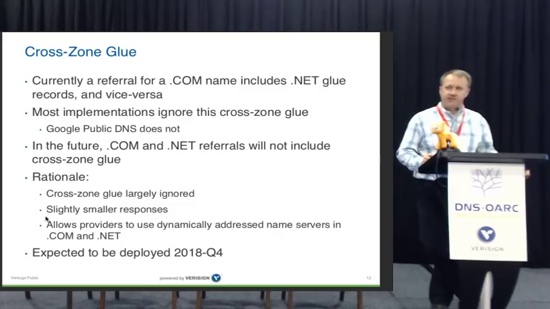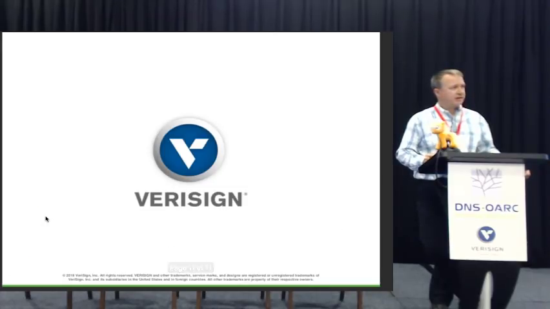One benefit to this is we have slightly smaller responses, and this will allow providers to use dynamically addressed name servers within .com and .net. This we expect to be deployed later this quarter, so relatively soon, actually. And that's it. Happy to take any questions if there are some. I know that was pretty short.